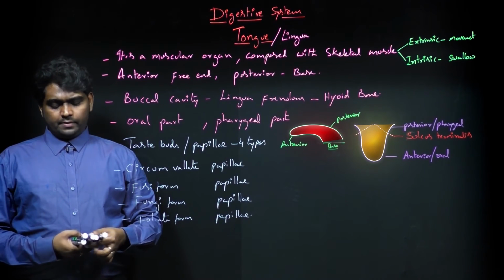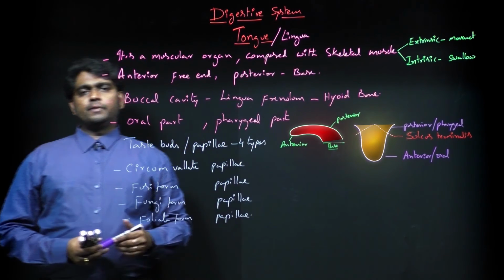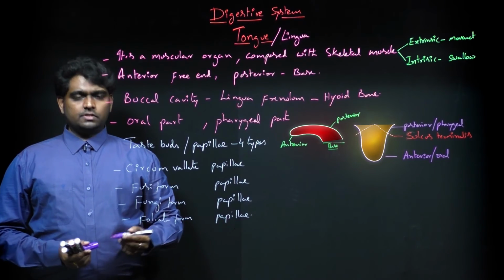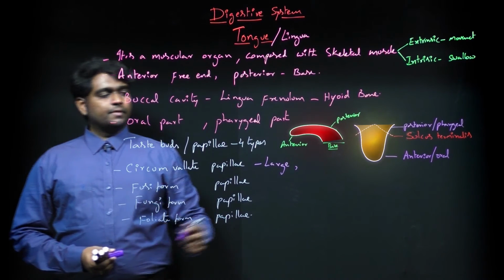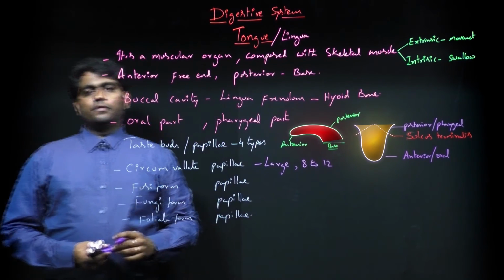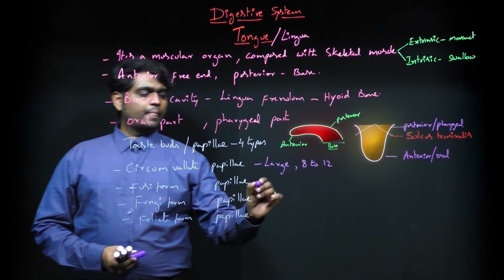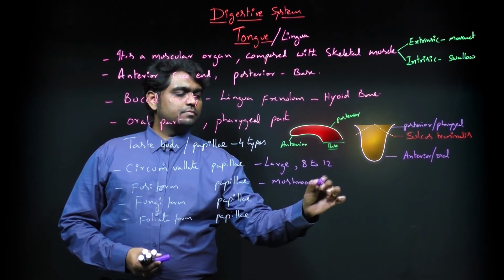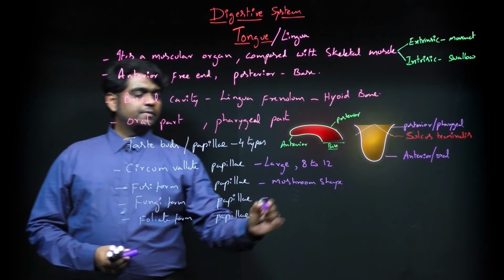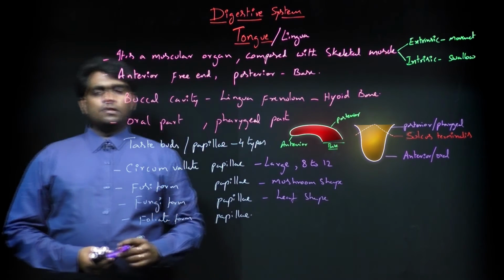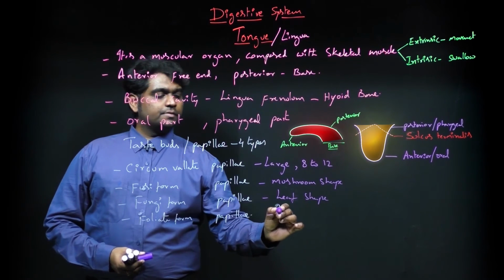Circumvallate papillae are present at the edge of the sulcus terminalis. These are large structures, 8 to 12 in number. Fusiform papillae are mushroom shaped. Fungiform papillae are leaf shaped. Foliate papillae are smaller structures, pinpointed.